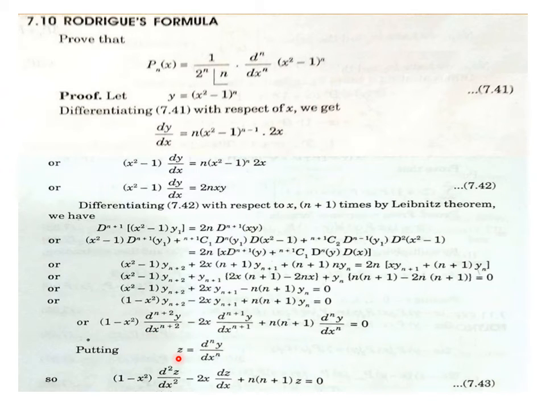Now we are introducing a new variable, say z equals d^n y/dx^n. So if it is z, then it will be dz/dx, and d²z/dx². Hence the equation is reduced into this form: (1 − x²) d²z/dx² − 2x dz/dx + n(n + 1) z = 0, say equation 7.43. The remaining part of the journey to reach Rodrigue's formula will be continued in the next slide.